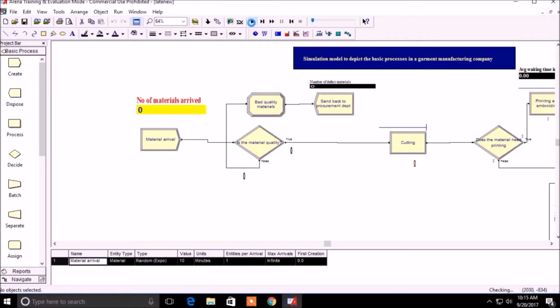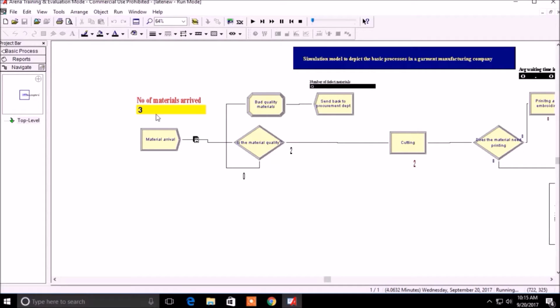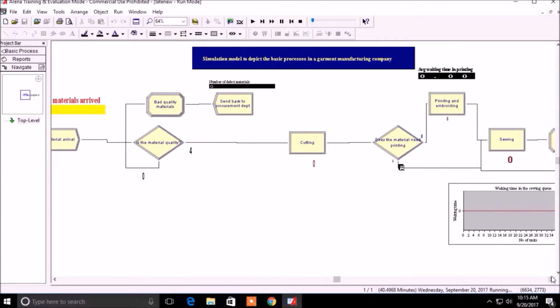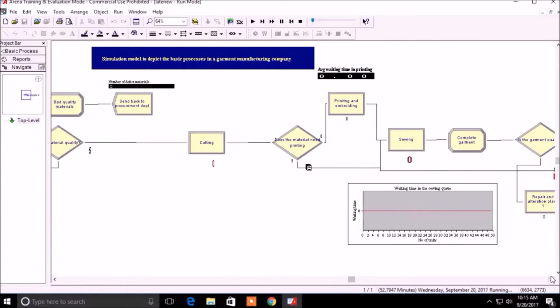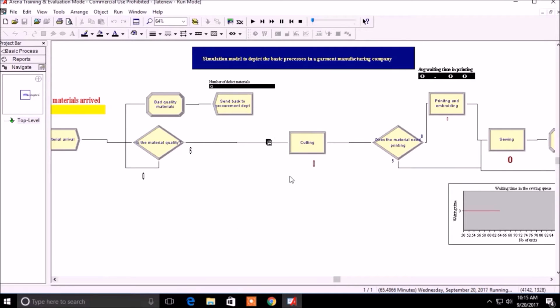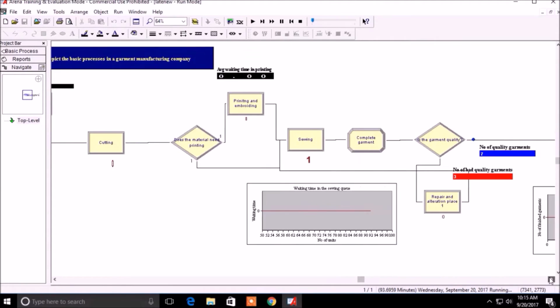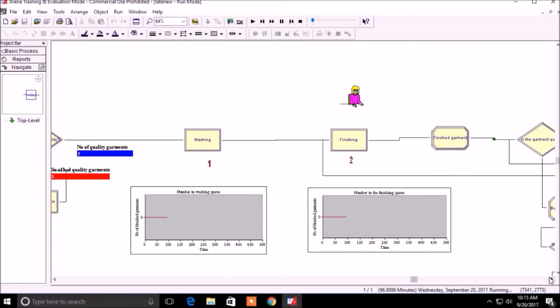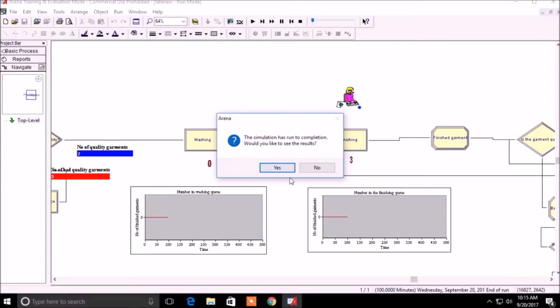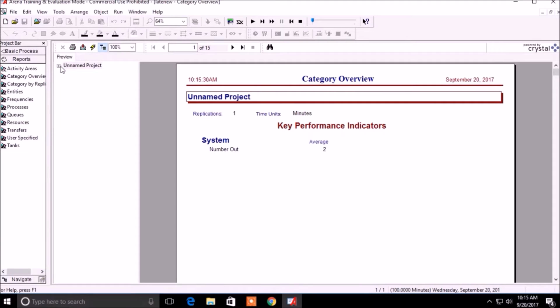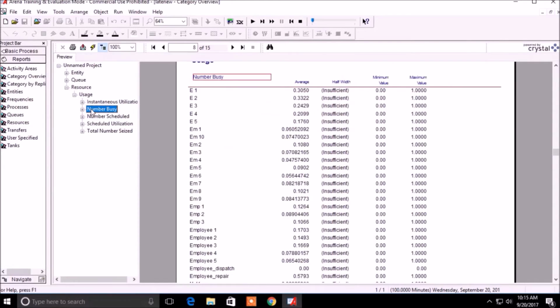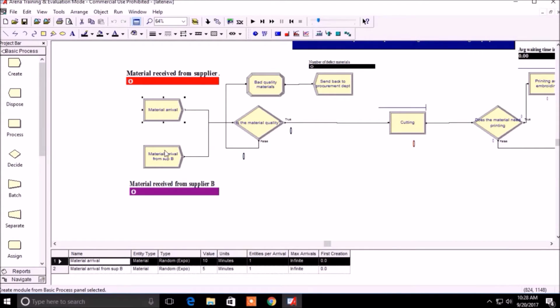Simulation of a late delivery. Here, late delivery of materials by suppliers is simulated by reducing the number of materials that are arriving. Let's run the model. See that the number of materials is very low. There is less work for people in processes, no queues. In finishing, laborers are idling. The average resource usage is low because there are idle workers and idle machines.